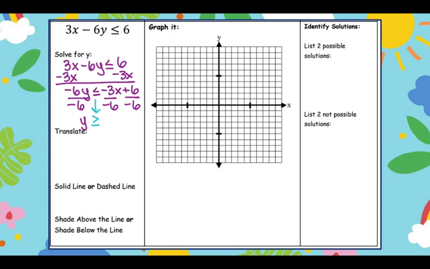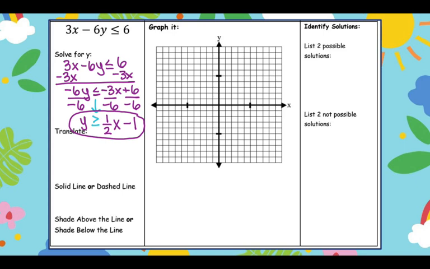And then I can continue to simplify. So -3 over -6 is a positive 1/2, since they're both divisible by 3. 6 divided by -6 is -1. So this right here is the inequality that I am actually going to graph. So it's telling me that my y values have to be greater than or equal to 1/2 x minus 1.